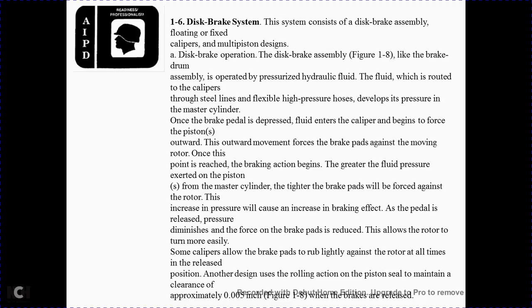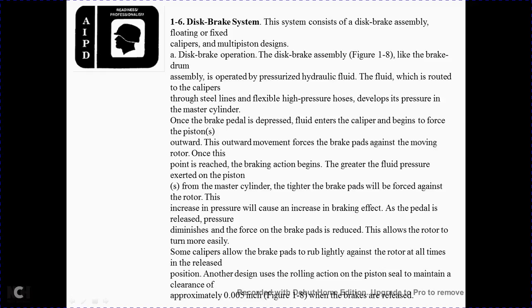At the point where braking action begins, greater fluid pressure is exerted on the piston from the master cylinder, with tighter force of the brake pads against the rotor. Increasing the pressure will increase the brake effect. When the pedal is released, the pressure diminishes and the force of the brake pedal is reduced, which allows the rotor to move more easily.